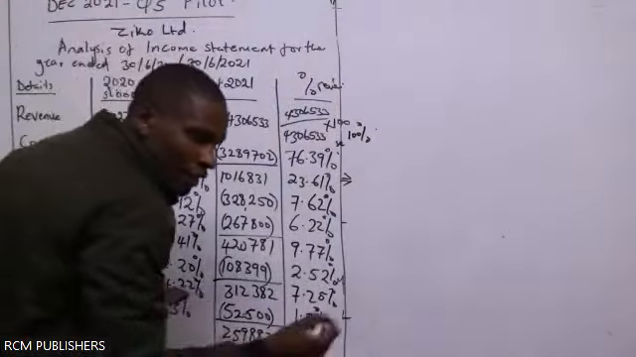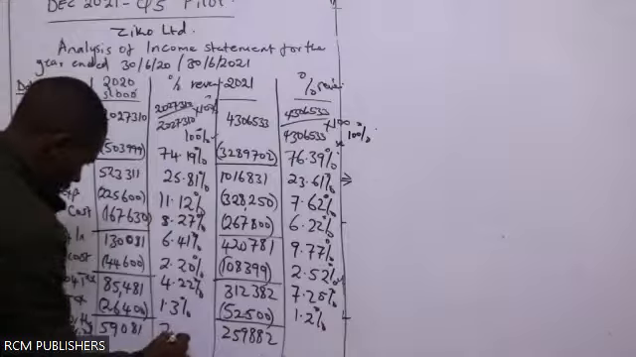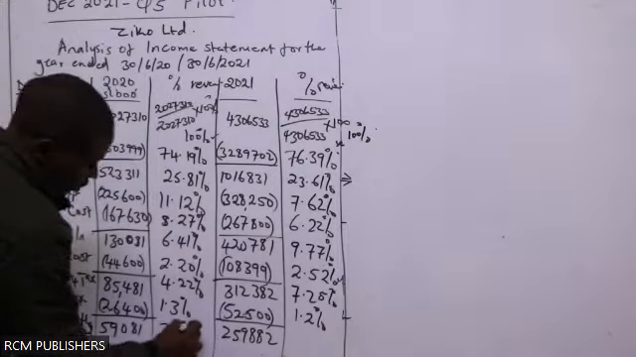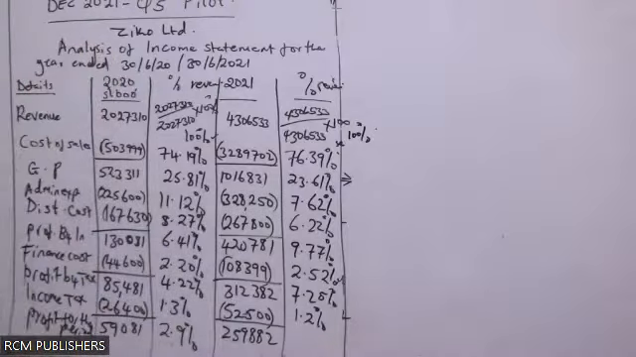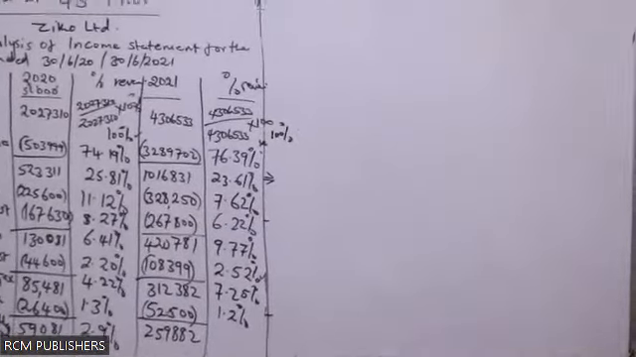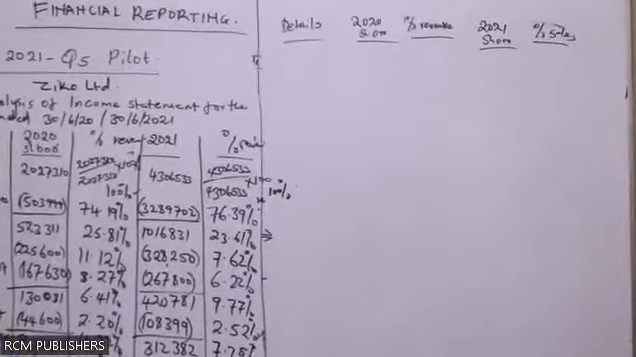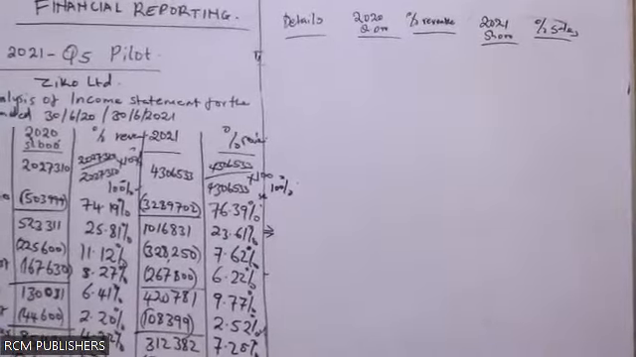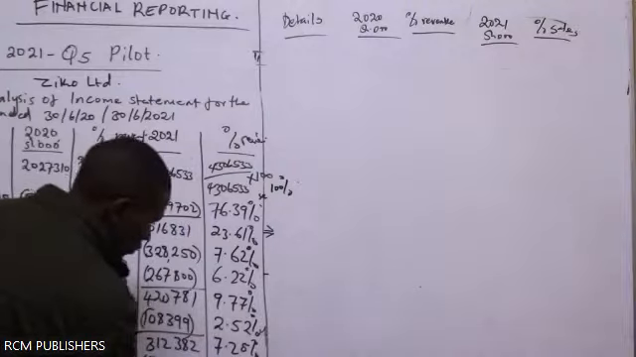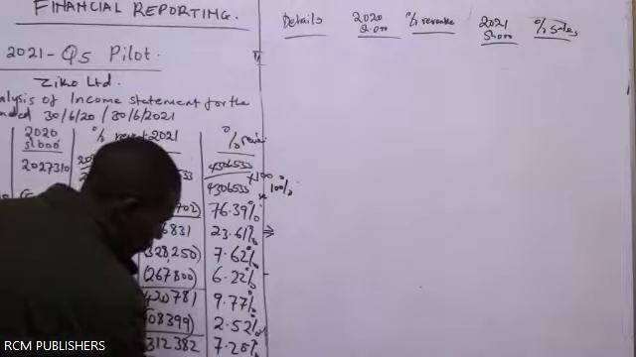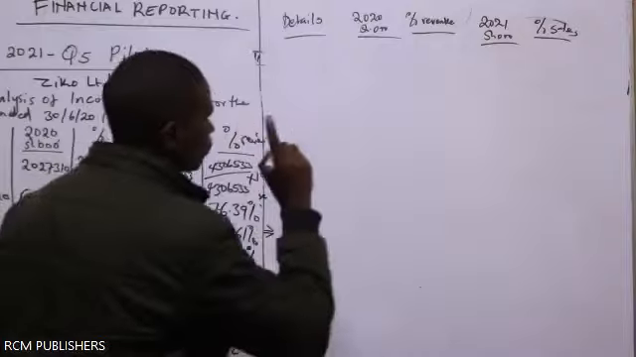Haionekani 2.9 hapa, 2.9 napewa 2.9%. What about 2021? 2021 ni ngapi? Tafadhali atie 2021 as I adjust this one. 2021 ni ngapi? 6.0. So you can see the profit for 2021 equal to the profit.